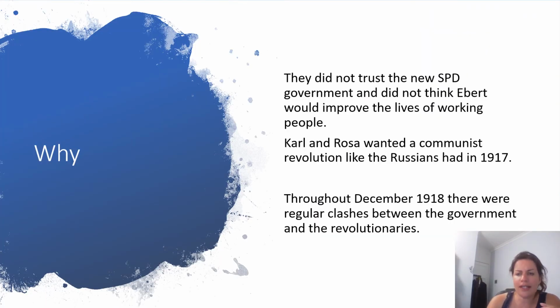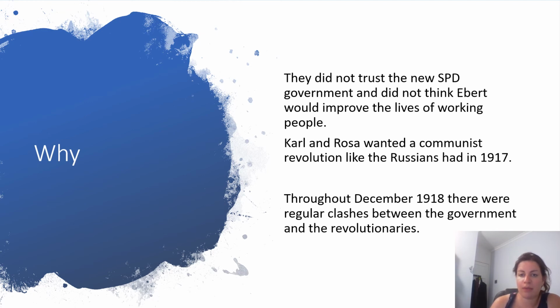So why did they decide to rebel? Well, they didn't trust the new SPD government, and they didn't think Ebert was capable of improving the lives of the working people. So they didn't think he would achieve what they wanted. So they wanted to get rid of him.